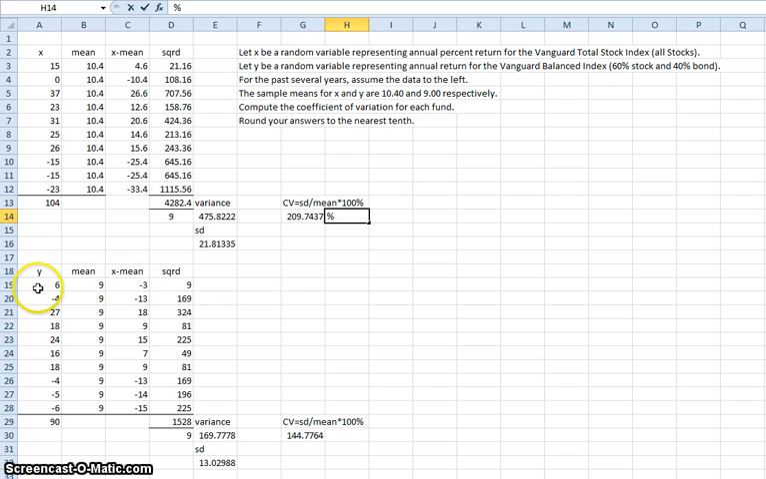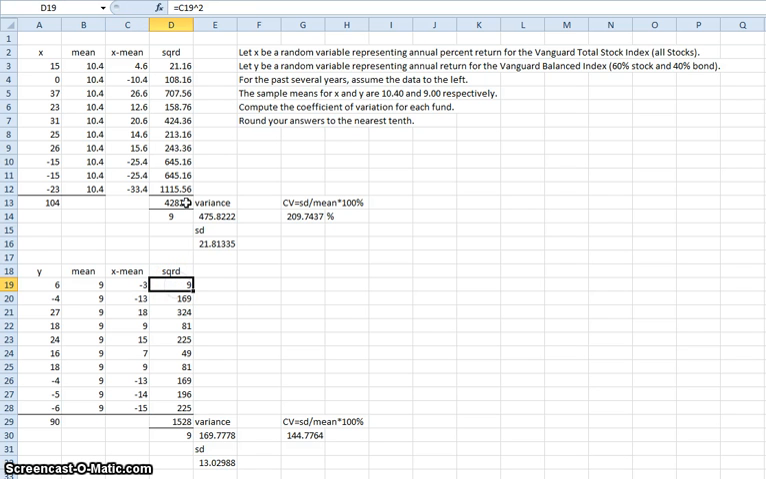I went and did the exact same thing for the y values using the same formulas. I have all my y values here. I sum them up using that summation symbol to get my sum. I typed in all the means, and then I had Excel actually do the difference for me, y minus the mean. So in here I have A19, which is the y value, minus B19, which is the mean, and it did that calculation and got -3.